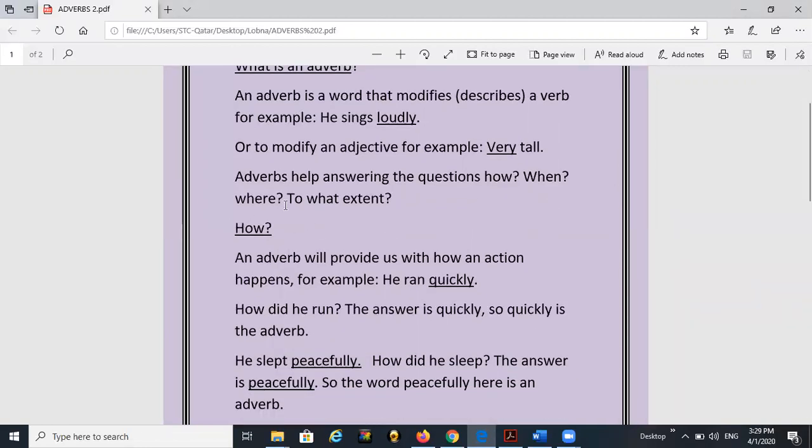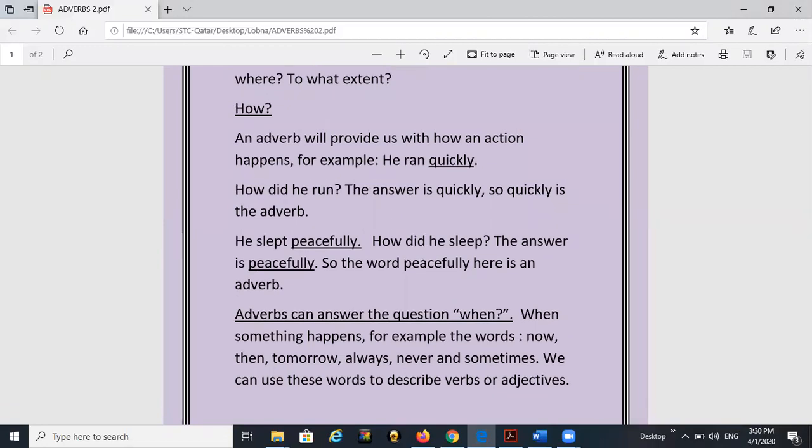How. An adverb will provide us with how an action happens. For example, he ran quickly. How did he run? The answer is quickly. So quickly is the adverb. He slept peacefully. How did he sleep? The answer is peacefully. So the word peacefully here is an adverb. Okay?